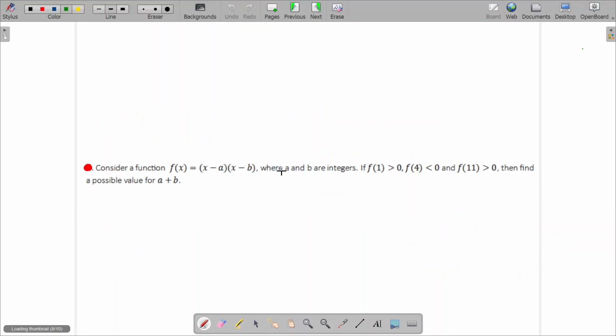Let's move on to the next question, which is quite similar to this. Again, a polynomial function. So the first thing is to graph it.